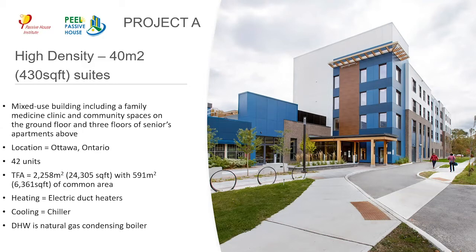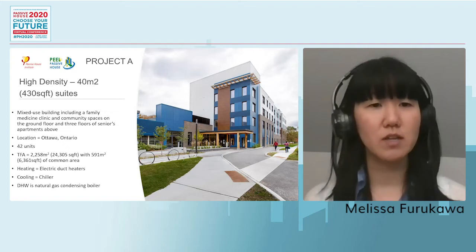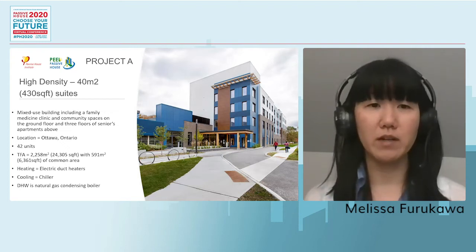As Elena described earlier, it's 42 units. It has a TFA of around 2,000 square meters or 24,000 square feet, with a common area space of 591 square meters or 6,000 square feet. The heating for this building is provided by electric duct heaters, and the cooling is provided by a chiller. And the domestic hot water is provided by a natural gas condensing boiler.